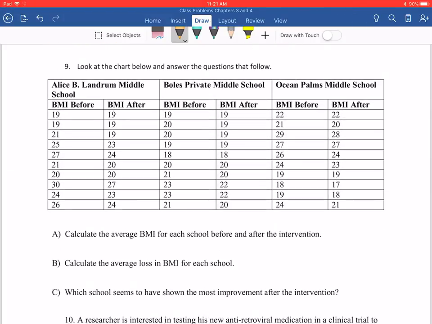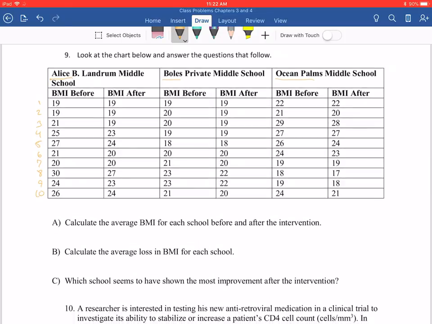So number 9, we're looking at the chart below and answering the questions that follow. So here we have 3 middle schools, and we have a BMI program before and after the middle school here. So we have Alice B. Landrum, Bowles, and Ocean Palms. So we have BMI before, BMI after, and one thing we want to know is how many individuals we are looking at here. So we should definitely always label this 6, 7, 8, 9, 10. So we know we have 10 individuals at each school going around.